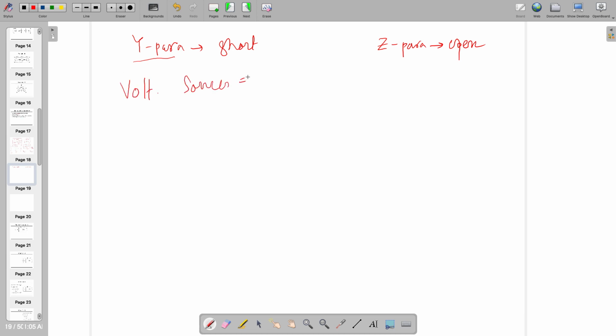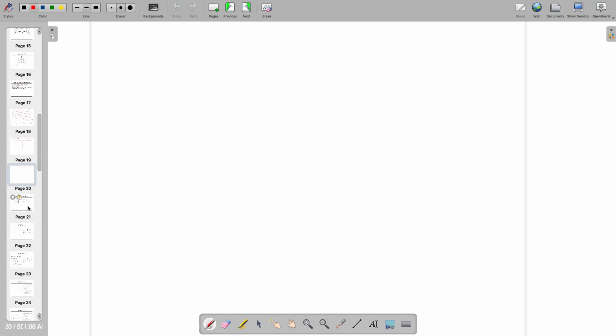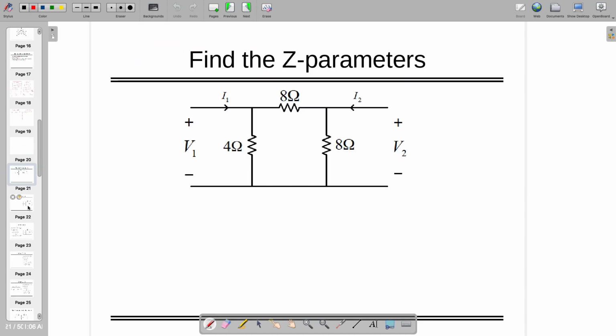Voltage sources as 0. If you want to make voltage sources 0, they have to be short circuited. If you want to keep current sources as 0, you need to make them open circuited, right? Okay, so this is one example.